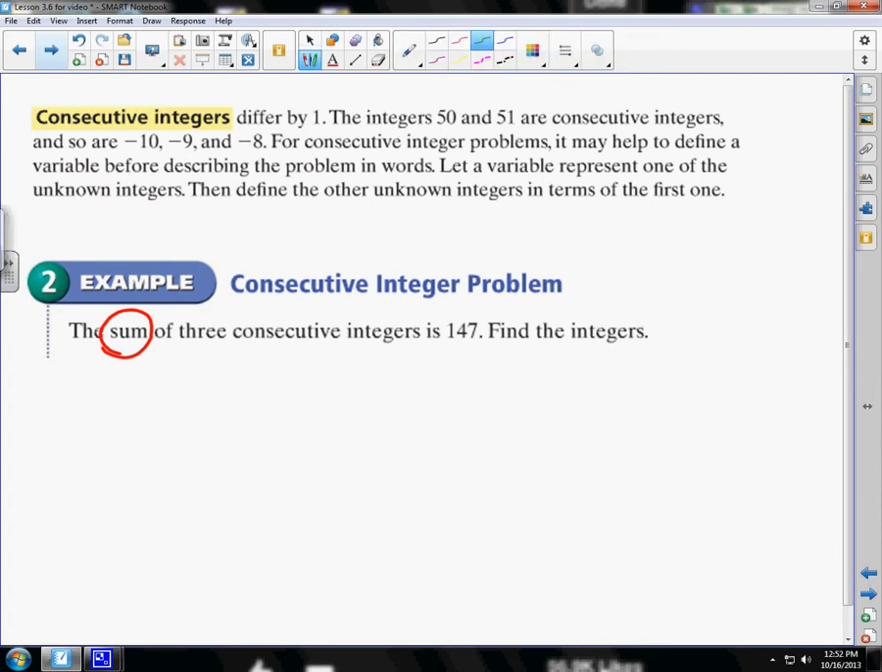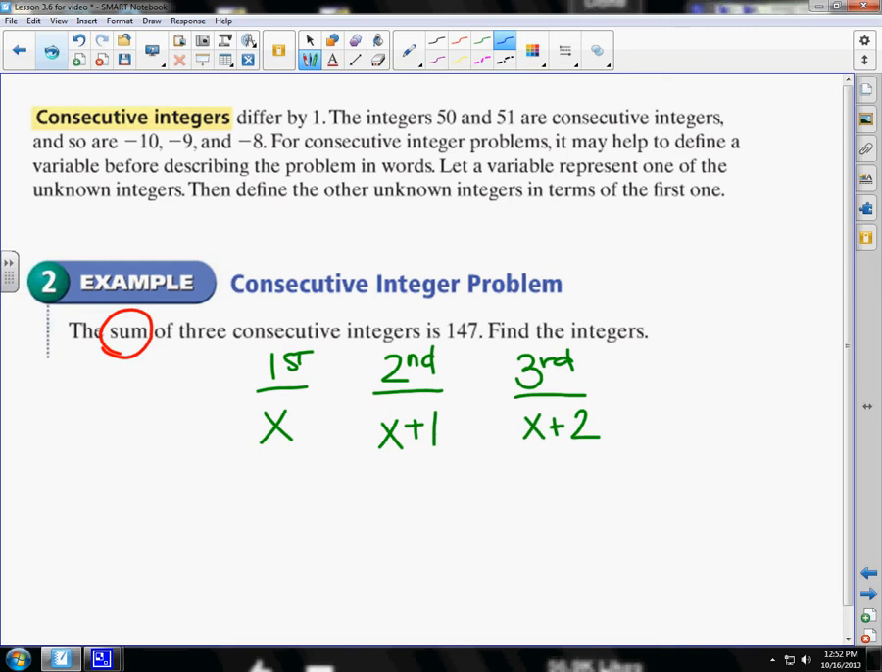So 3 consecutive integers. So my first integer is going to be x. My second integer is x plus 1, because I would add 1. And my third integer is x plus 2. So do an example. Let's pick 10. If 10's my first integer, 10 plus 1 is 11, and 10 plus 2 is 12. Are those consecutive? 10, 11, and 12? Yes. So that's how that works.